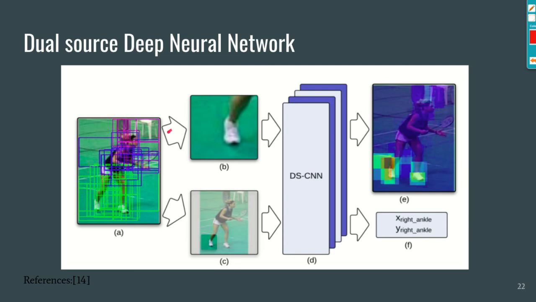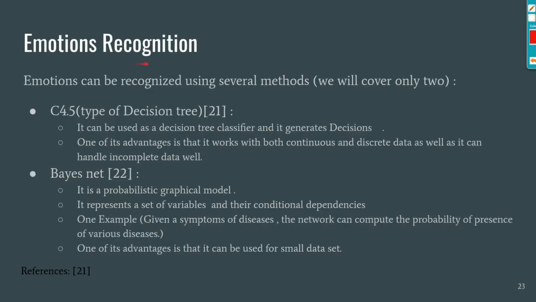They have divided it into two patches. In the first patch you have the full body, and in the second patch you have the foot only, and then you feed these two parts to a deep neural network, and it will detect the pose of the right ankle, the x-axis and the y-axis of the right ankle, which is here. So now we have explained human body detection in the image or the video.